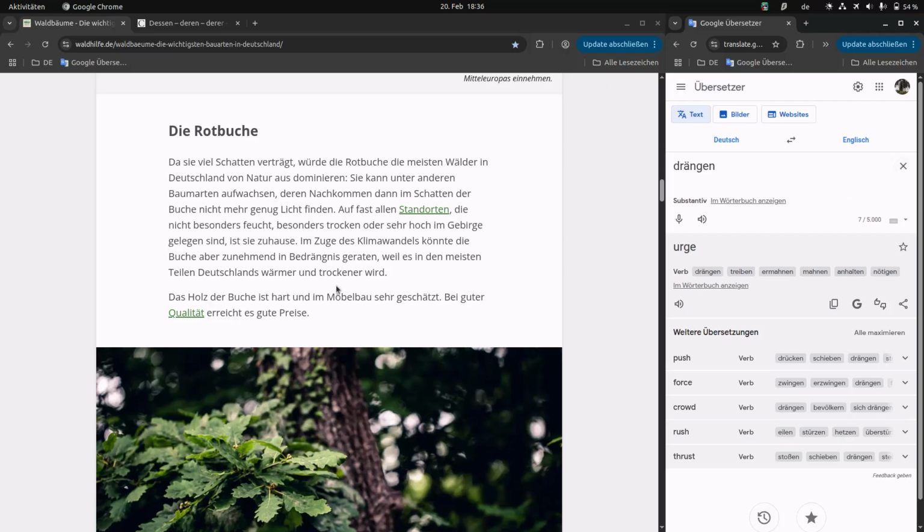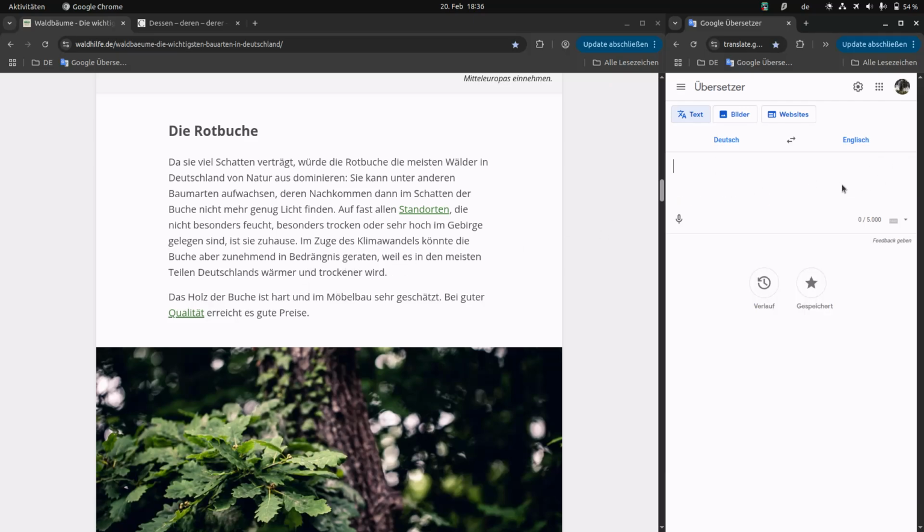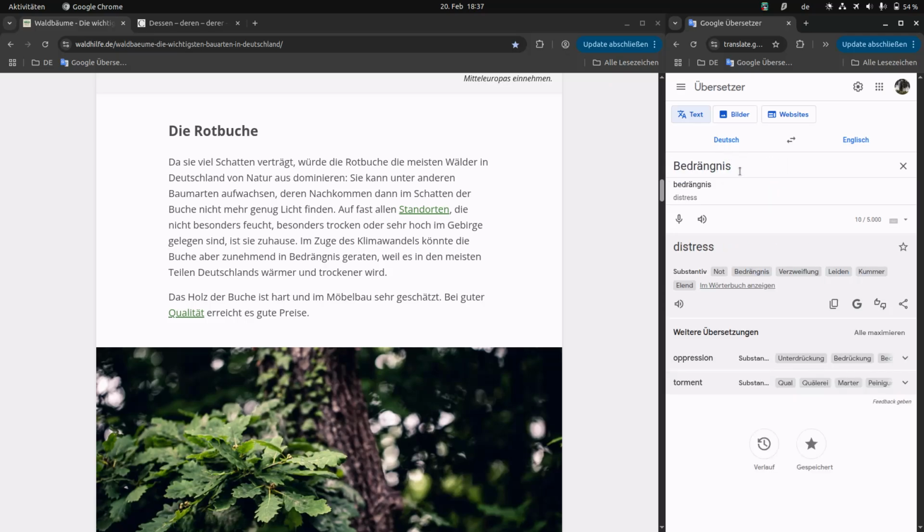And in Bedrängnis geraten is also a kind of saying. I mean, it means what it says, but it kind of sounds poetic. Bedrängnis geraten means to get into trouble, or basically to lose space, so you don't necessarily have a lot of space left. Because Bedrängnis means to be kind of enclosed by something, I think. Bedrängnis: distress, oppression, torment.